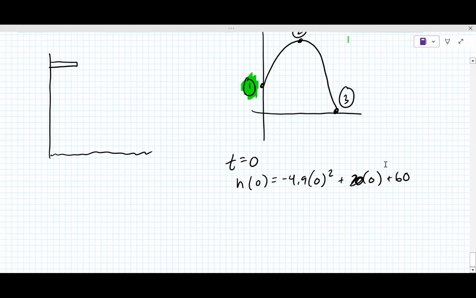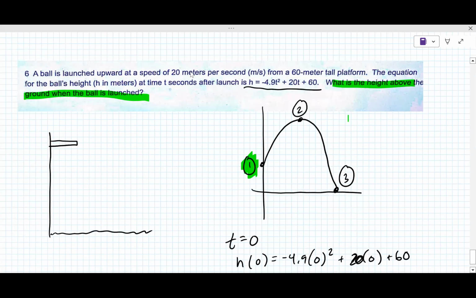So basically, if that was all 0, and you multiplied negative 4.9 and 20 by 0, that's 0. So h of 0 would equal just 60. Yes. And is that consistent with what we read here, that it starts from a 60-meter tall platform? Yes, it is, and that's what we were expecting here.